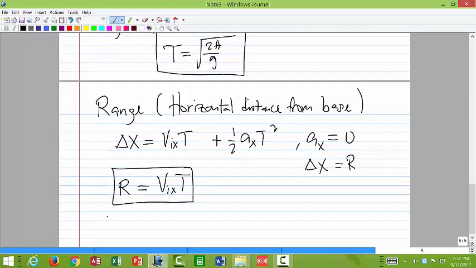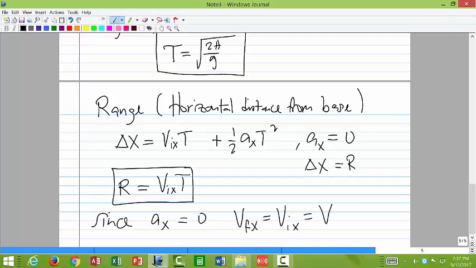Since a x is equal to 0, v final x is equal to v initial x, and we can write that as equal to v. If you like, we can rewrite this using v instead of v initial x, but let's leave it as v initial x for now.